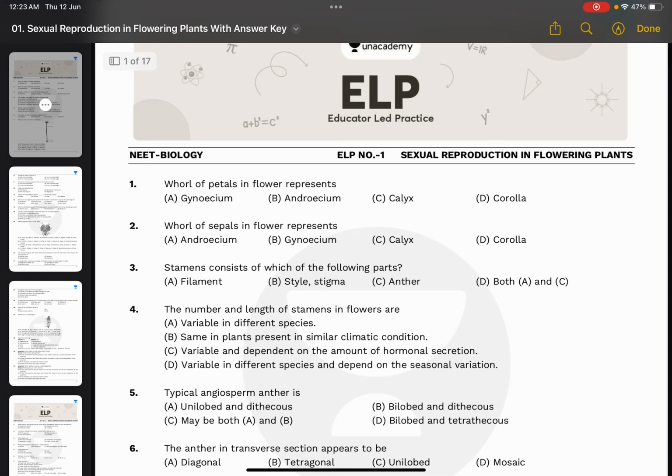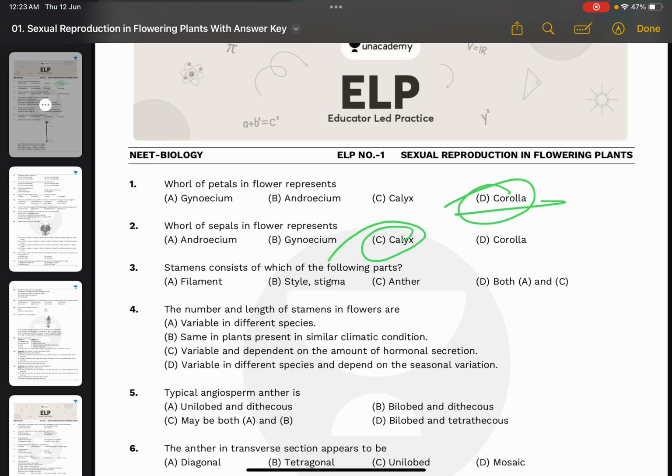Let's start with the first question. The whole of petal is the corolla, as you know. Okay, corolla, as you know, it is the corolla. Whole of sepal is the calyx.